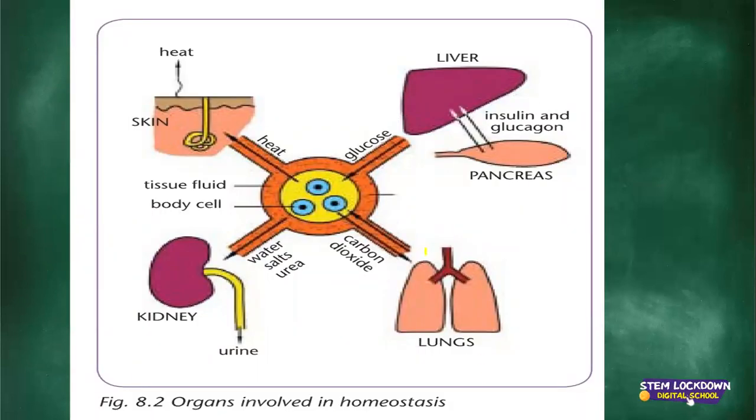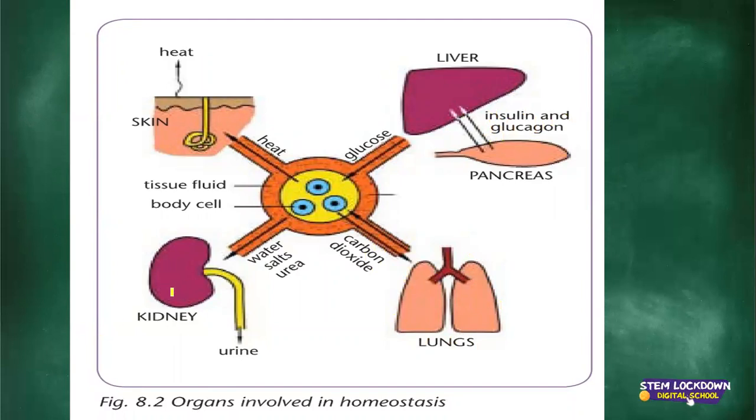And then this is a graphic representation of organs involved in homeostasis. You've got the liver and the pancreas over there. You remember the pancreas is the gland of the endocrine system, and it is involved in the release of these two hormones, insulin and glucagon, and it works closely with the liver. You have your lungs, which regulate what? Carbon dioxide and oxygen concentration.